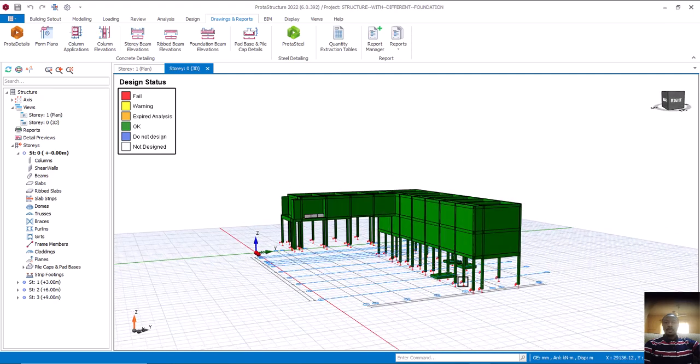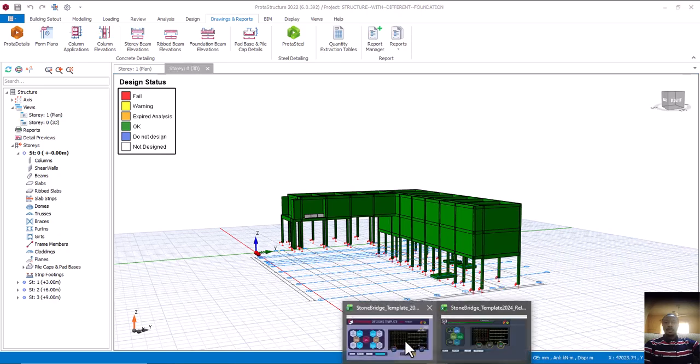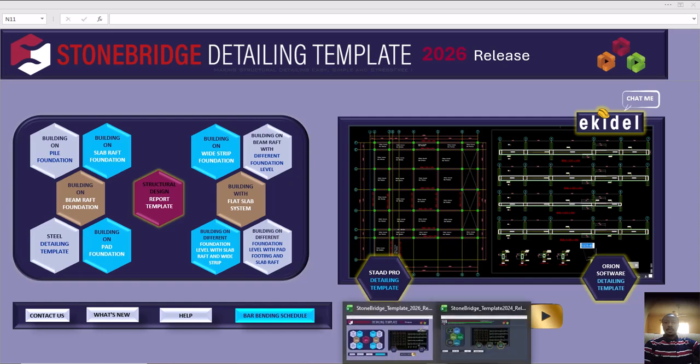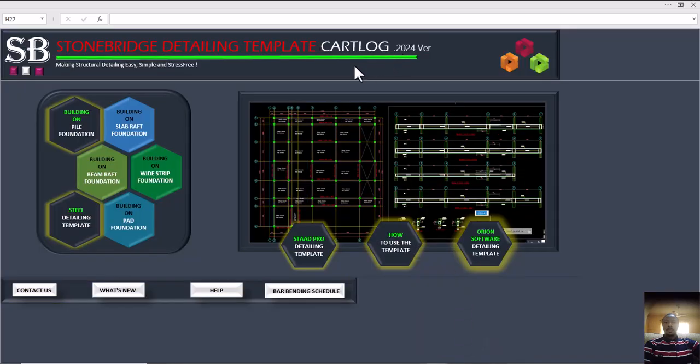So what we are going to be looking at today is the difference between the new version of Stonebridge. You can see this is the Stonebridge Detailing Template 2026 release. Can you see it now? You can see the difference between them. You can see the interface of this particular one. Let's first of all look at the interface, because apart from the interface, we are going to be looking at the difference between the Stonebridge 2026 version and also the Stonebridge 2024 version. Is that okay?